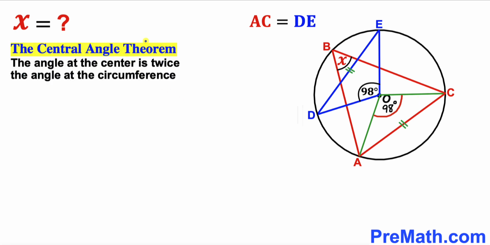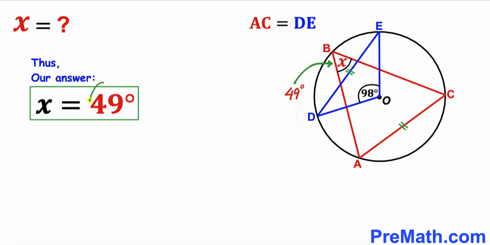And now let's recall the central angle theorem. According to this theorem, the angle at the center is twice the angle at the circumference. So in our case, for this arc AC, this angle AOC is our angle at the center, and this angle ABC is the angle at the circumference. So if this angle is 98 degrees, then this angle X has got to be half of that one. That is going to be 49 degrees. Thus we conclude that our angle X turns out to be 49 degrees. And that's our final answer.